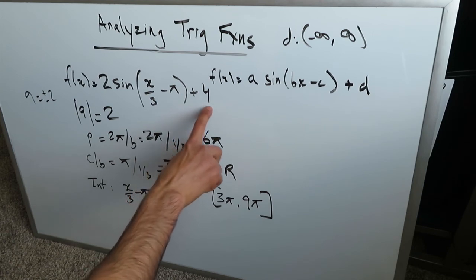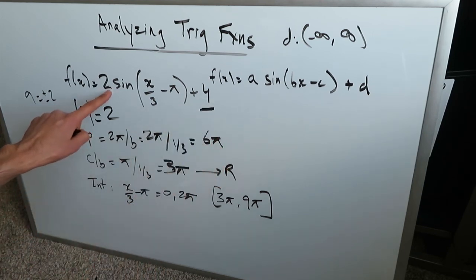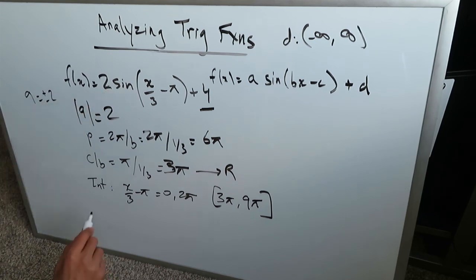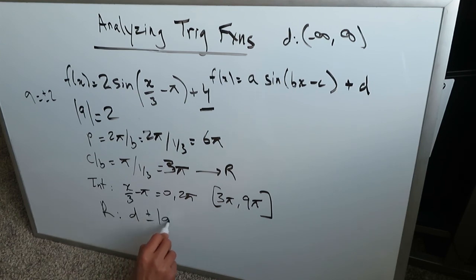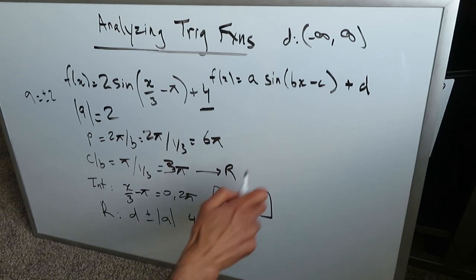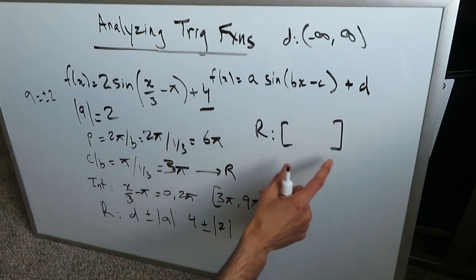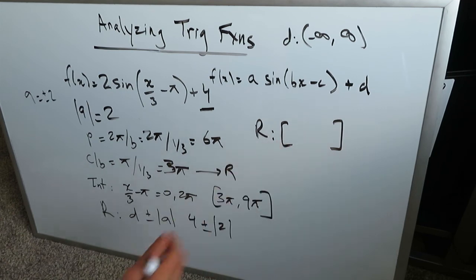We have a vertical translation here of 4. This vertical translation along with the effect of this amplitude will finally give you your range. And you know we're looking at it in this way: D plus or minus the absolute value of A, capital or lowercase, it doesn't matter. What's my D over here? It's a 4. What's my amplitude? It's a 2. Let's run this through and we'll finally have completed this. And my range will be shown right over here, always in square brackets because these points actually are on the curve.